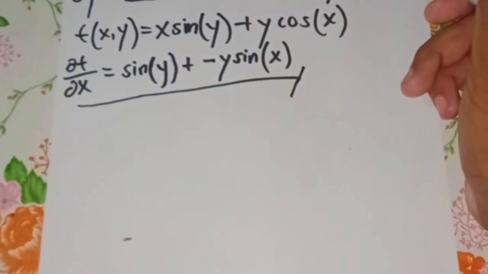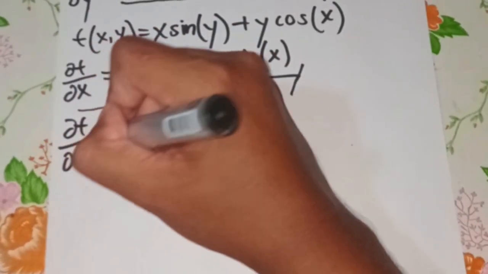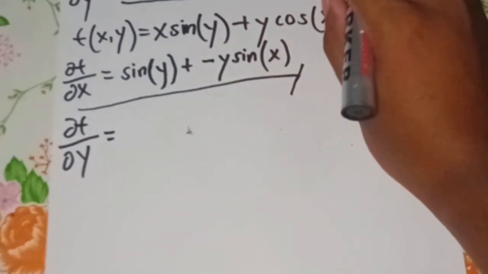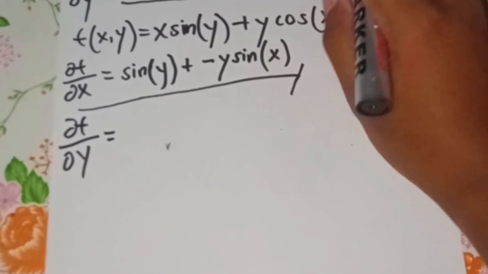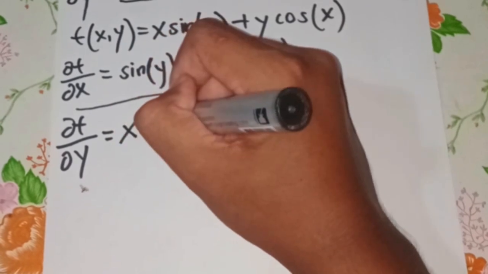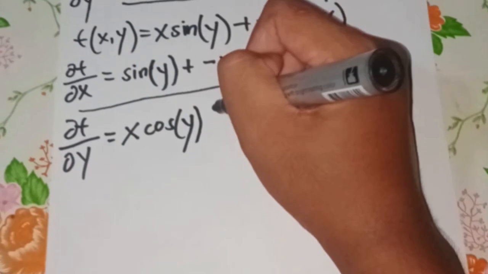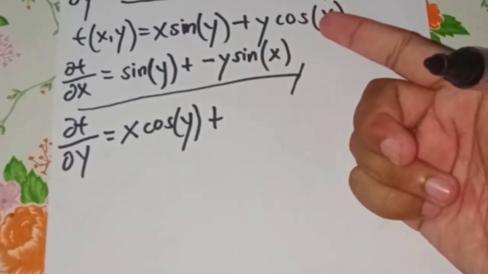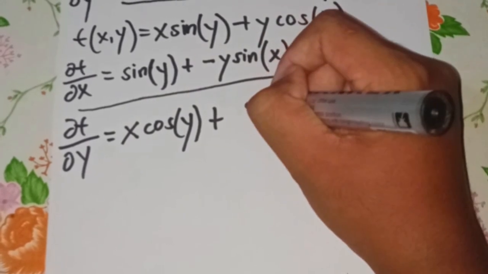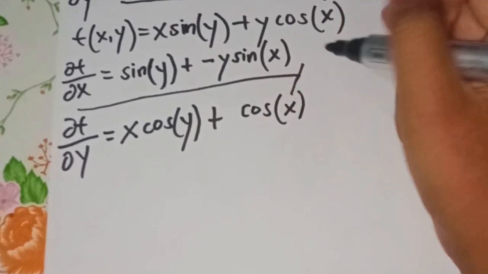Next, to find the partial derivative of f with respect to y, the derivative of x sine y with respect to y. Here, x is treated as a constant. So, the answer is x cosine y, plus the derivative of y cosine x with respect to y, which is cos x. And this is the final answer.